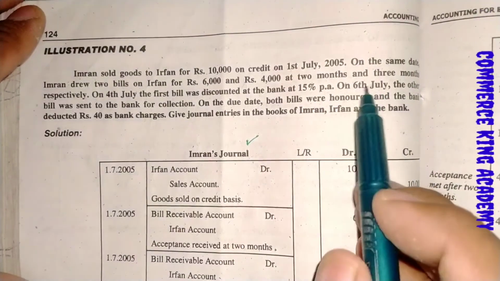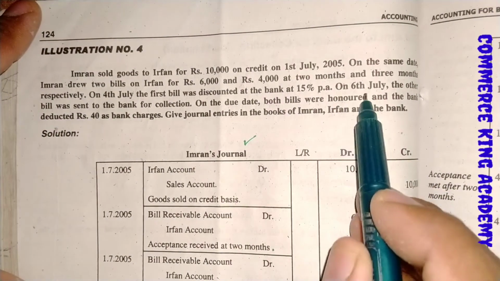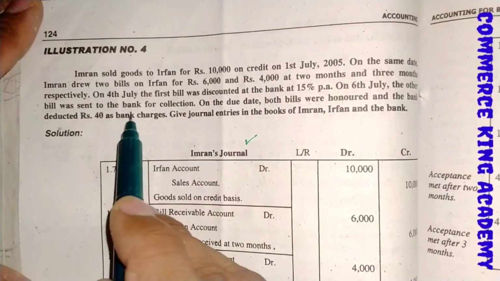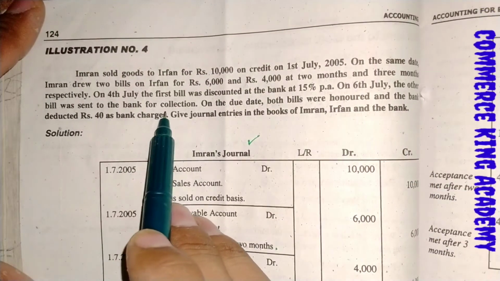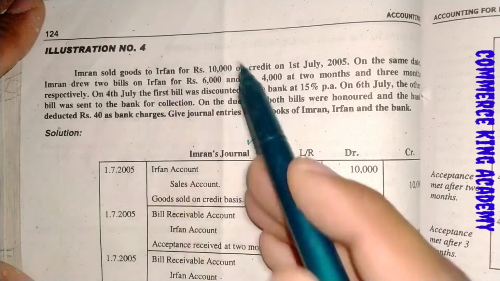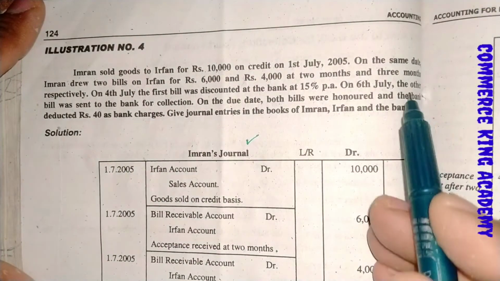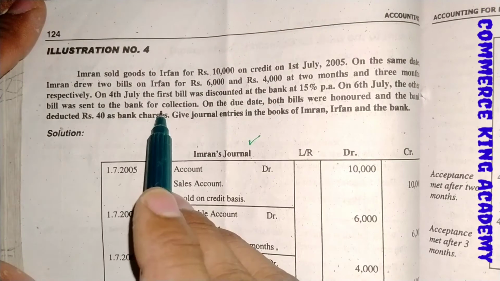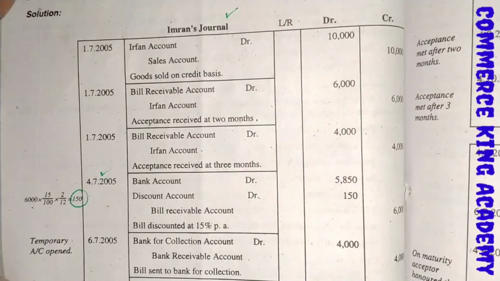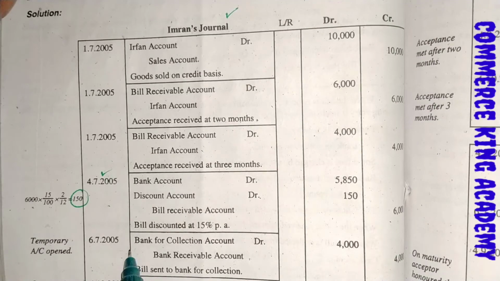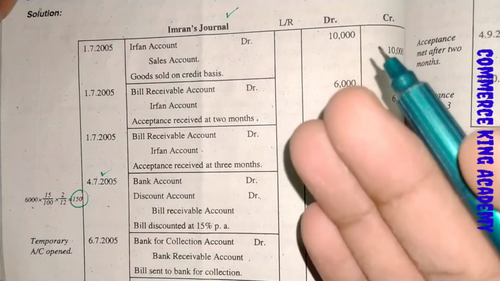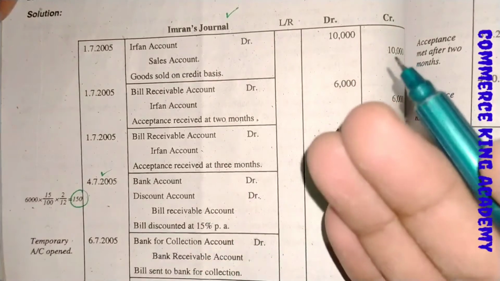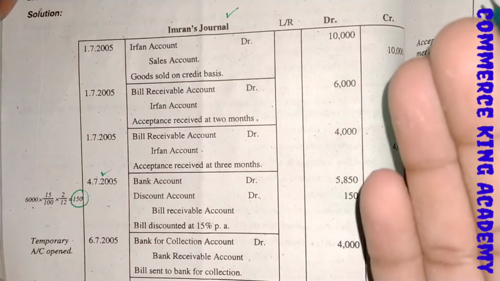So let's move toward what happened next, which is on 6th July: the other bill was sent to the bank for collection purposes. It is just the sending of a bill of exchange, not discounting as with the first bill. Therefore we will treat it as sent to the bank for collection. Simple. So this will be the entry of this transaction on 6th July 2005. Mr. Imran sent the second bill toward the bank for collection purposes on behalf of himself.